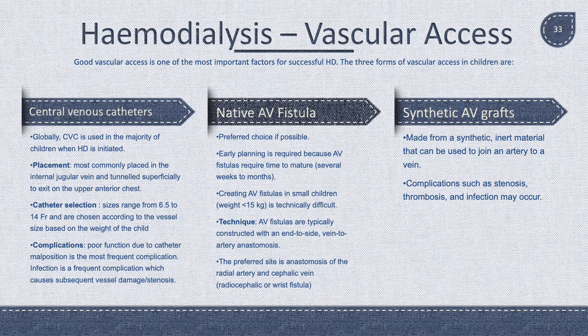Native AV fistula, which is the preferred choice if possible. However, it requires early planning because AV fistulas require time to mature before they can be used. Creating fistulas in children smaller than 15 kg is technically very difficult. They are typically constructed with an end-to-side vein-to-artery anastomosis, and the preferred site is the radial artery and the cephalic vein. Synthetic AV graft may also be used.